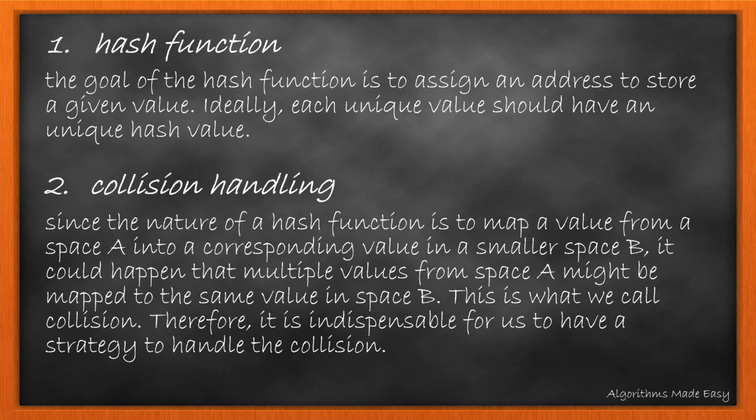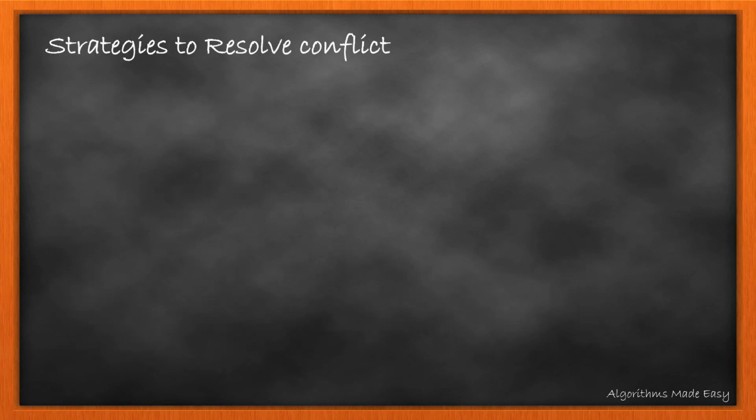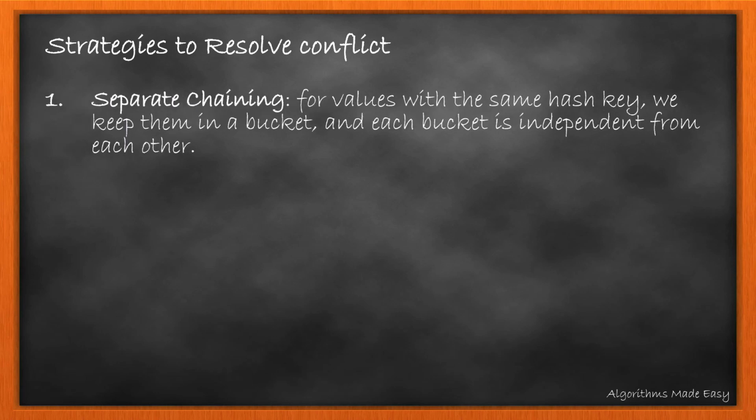On the other hand, collision handling is to mitigate the collisions happening due to the same hash for two different numbers. Most of the time, an improperly developed hash function results in more collisions than usual. Collision will happen when the data is too large, so we need strategies to resolve the conflict. First strategy is separate chaining, in which we keep the values with the same hash in a bucket and each bucket is independent of each other.